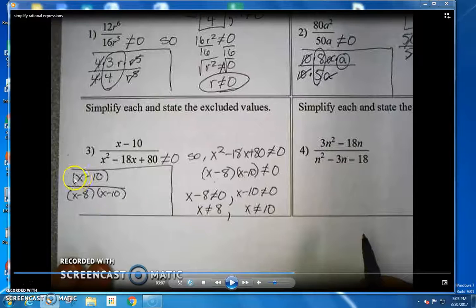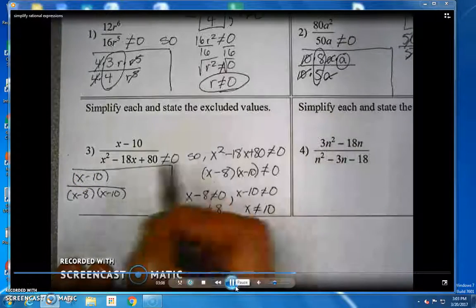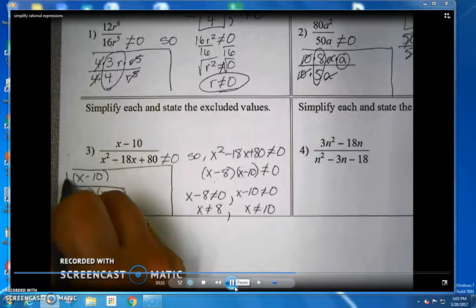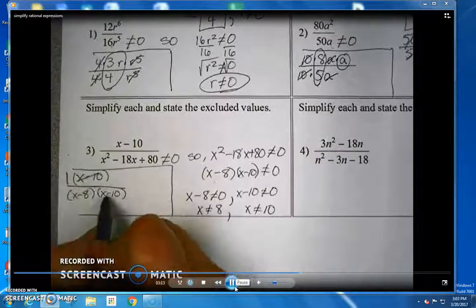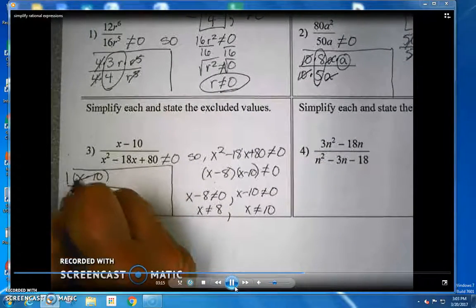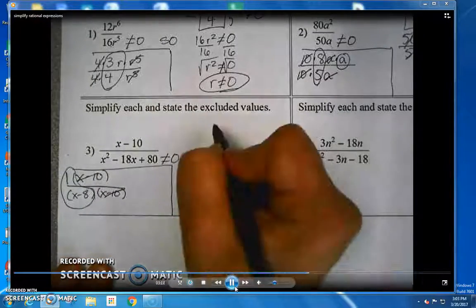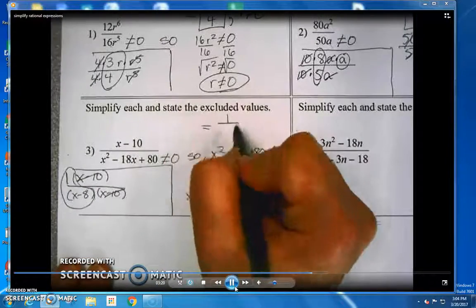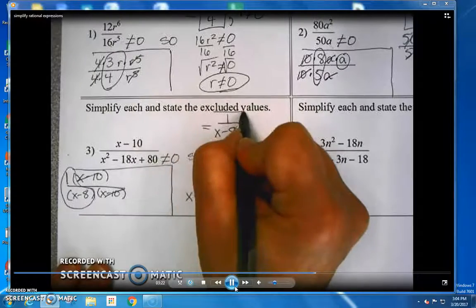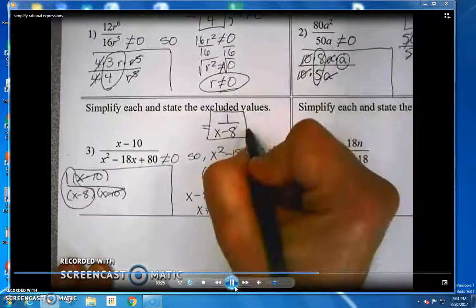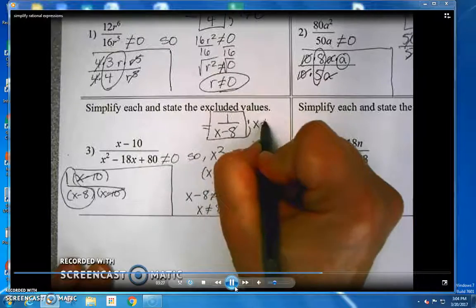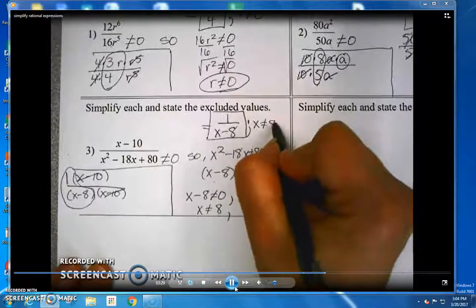Keep in mind that if there is only one factor in the numerator, there's actually another invisible factor of 1 sitting here. So this is really 1 times x minus 10. So when I cancel out, I've got to keep in mind that there's actually a factor of 1 there. So x minus 10 will be canceled out. That leaves me with the expression that is 1 over x minus 8. That's my simplified rational expression. My excluded values are where x cannot equal 8 or 10.